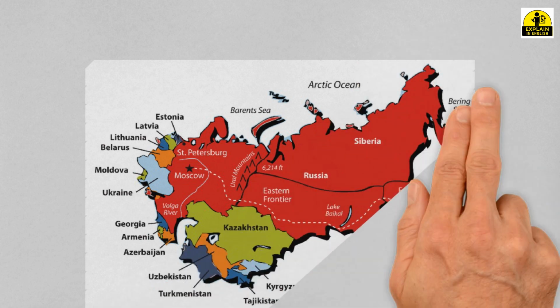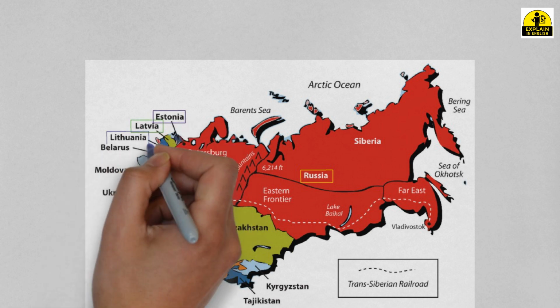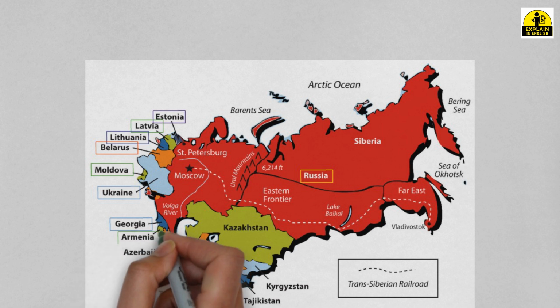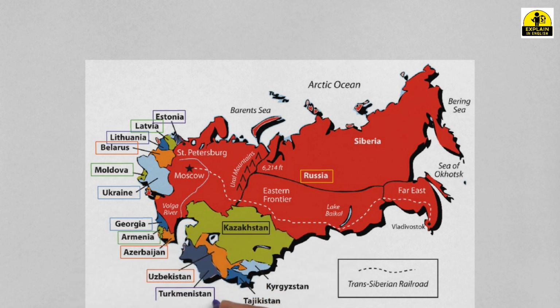Now let's talk about what the situation was in the 15 countries that were formed after partition. The USSR was split, and these 15 countries became Russia, Estonia, Latvia, Lithuania, Belarus, Ukraine, Moldova, Georgia, Armenia, Azerbaijan, Kazakhstan, Uzbekistan, Turkmenistan, Kyrgyzstan, and Tajikistan.